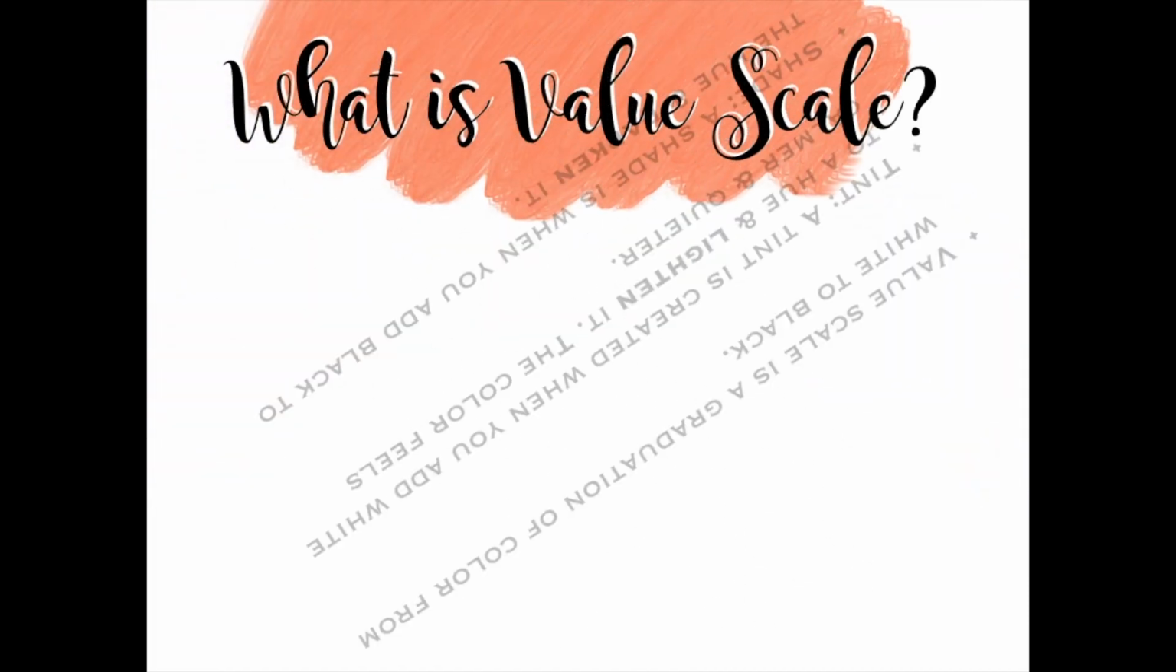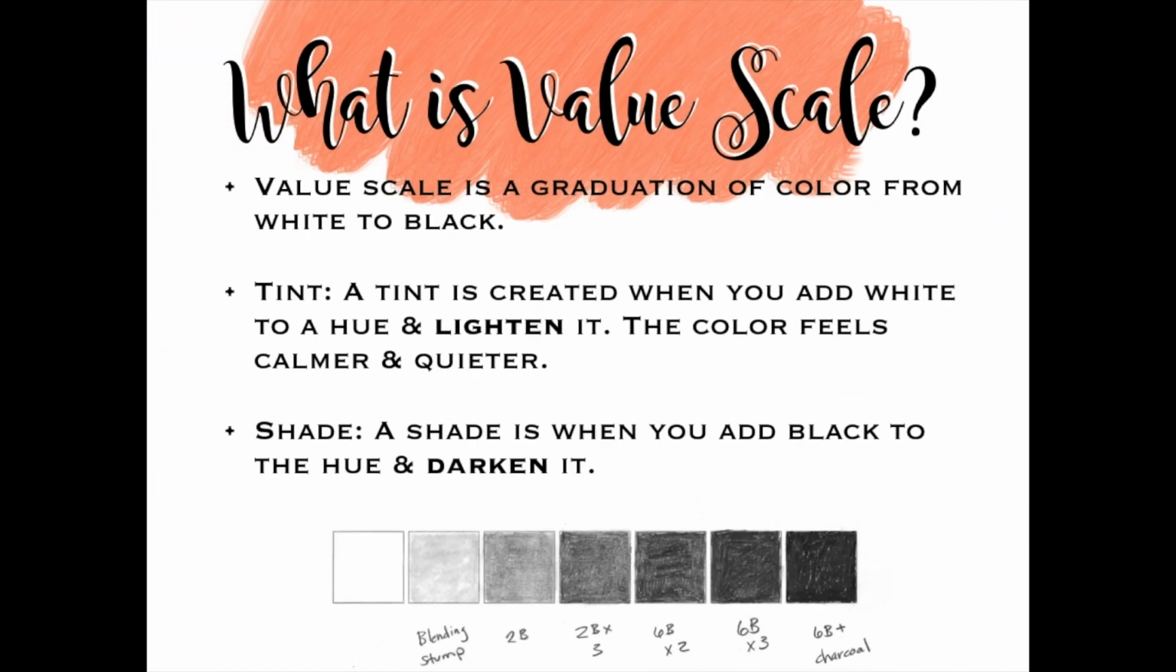So, what is value scale? Value scale is a gradation of color from white to black. Tint is created when you add white to a hue to lighten it. The color feels calmer and quieter. Shade is when you add black to the hue and you darken it. If you look below at the squares, you'll see the gradation from light to dark.